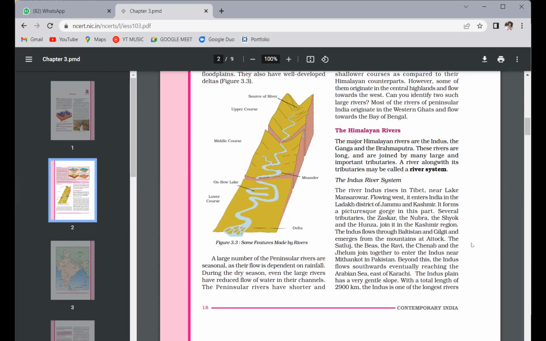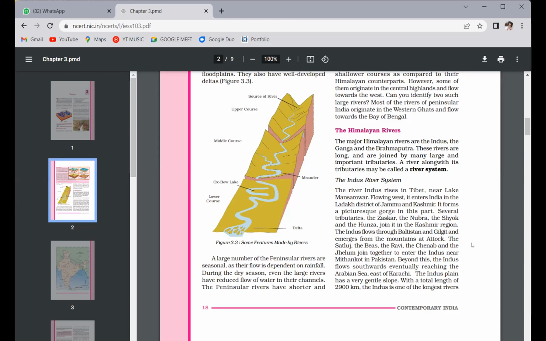The Himalayan rivers. The major Himalayan rivers are the Indus, the Ganga, and the Brahmaputra. These rivers are long and are joined by many large and important tributaries. A river along with its tributaries may be called a river system. The Indus River system. The river Indus rises in Tibet near Lake Mansarovar, flowing west. It enters India in the Ladakh.